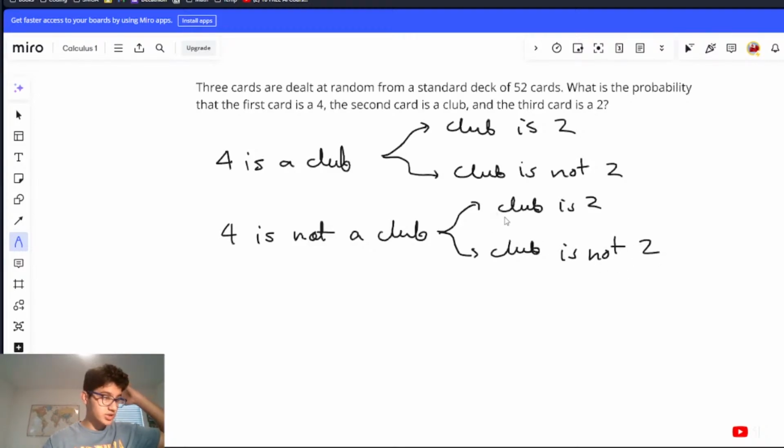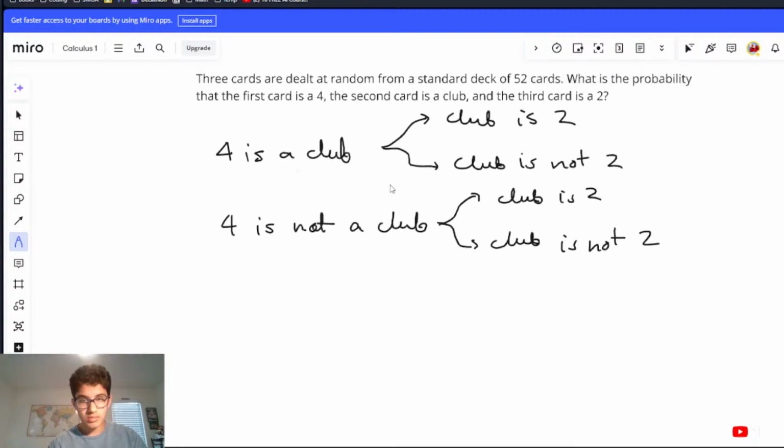Okay, so we need the first one to be four is a club, right? So what's the chance that that happens? What's the probability of that? That's just 1 in 52, right? You have to get the four of clubs. Actually, I don't even know if clubs is the right thing, but I might just be wrong. But so 1 in 52 times what is the probability that the club is a two as well? There are 51 cards because you've taken the four of clubs. There's obviously only one two of clubs. So that will be 1 out of 51.